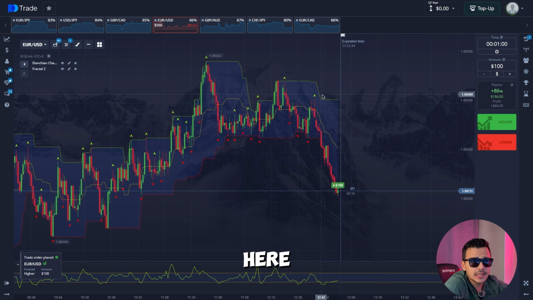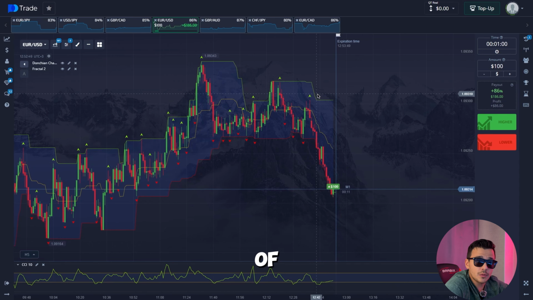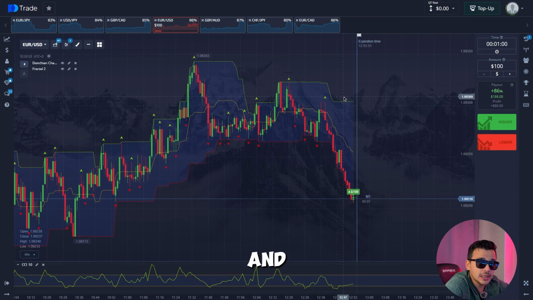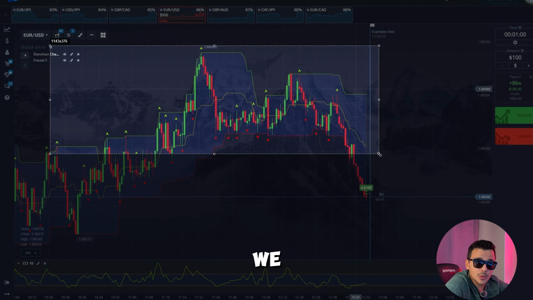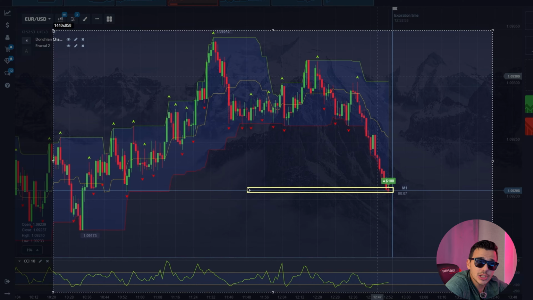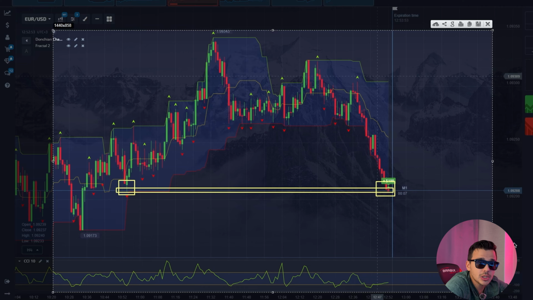In this case, we will open a trade on the upside. The main principle of this strategy is to find local highs and lows. In our case, we have a local minimum, and touching the support area also increases the winning percentage of our signal.